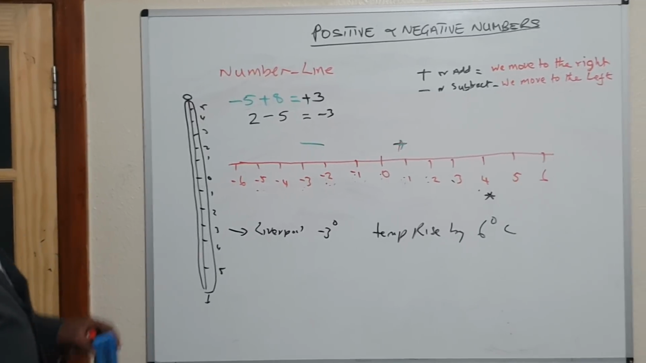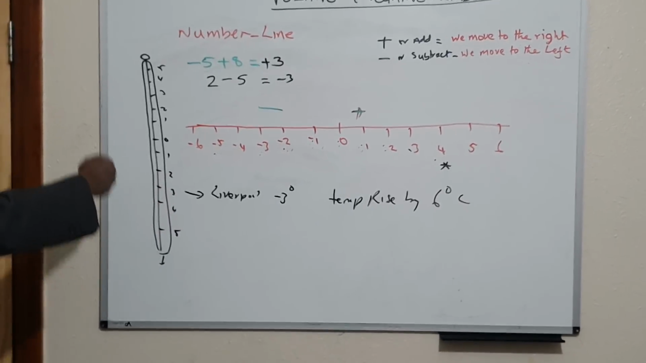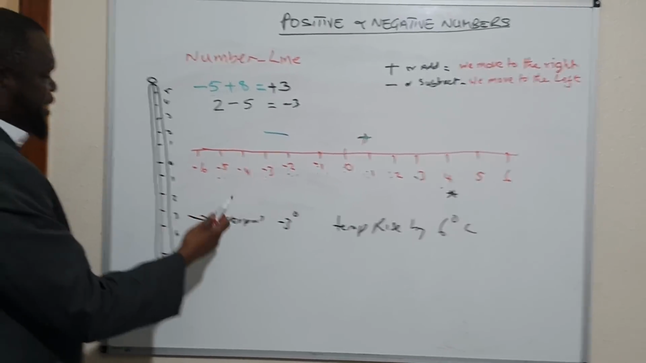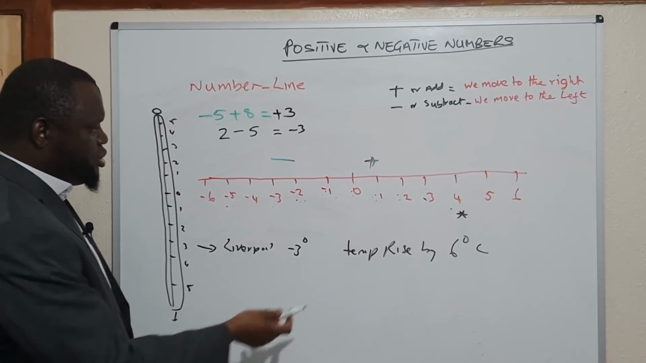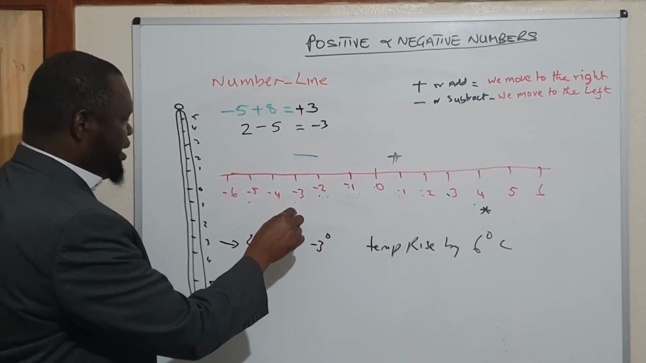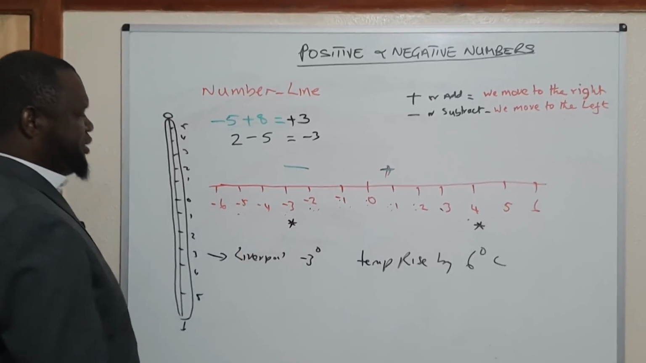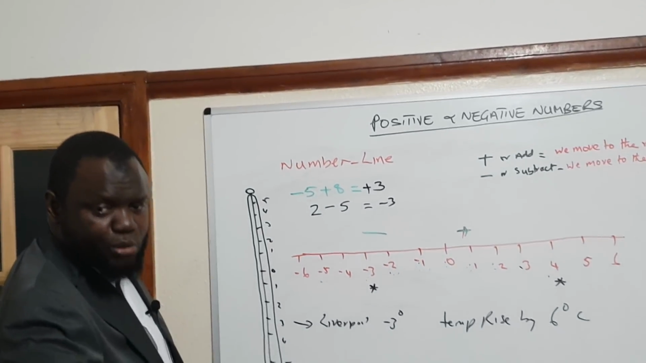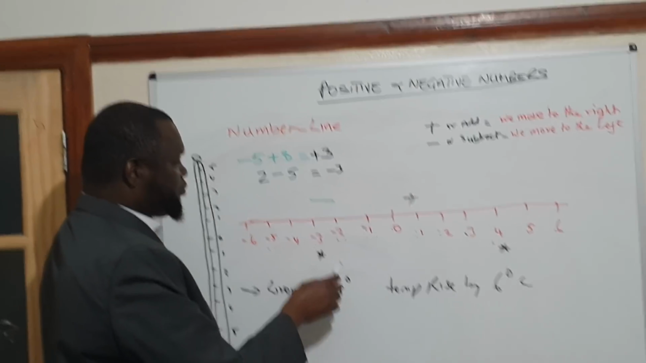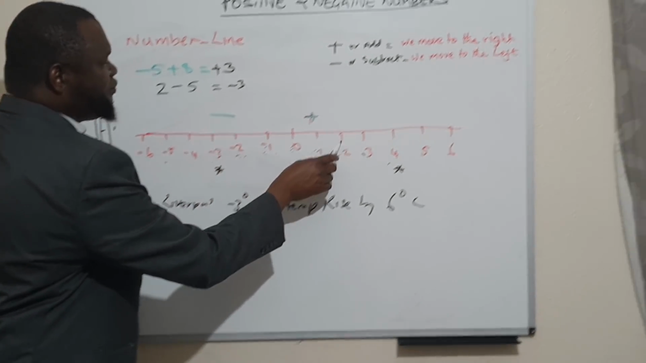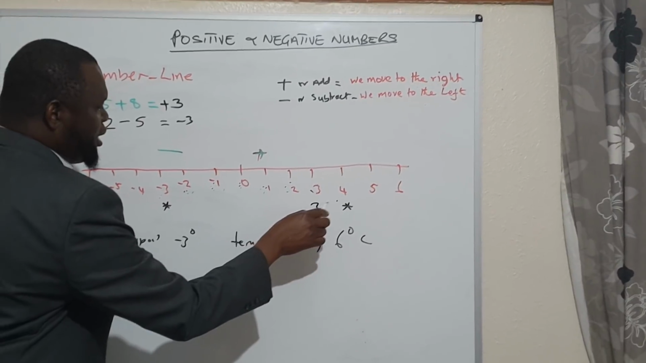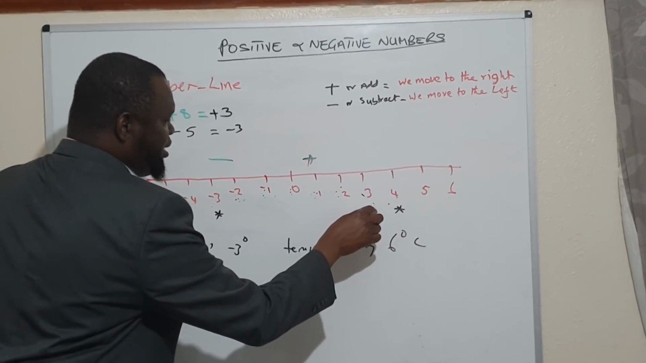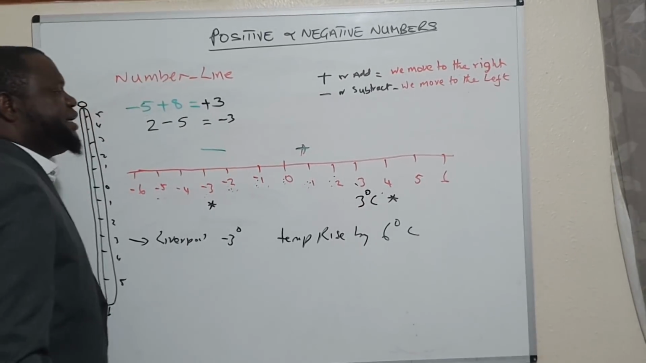Okay? So now you can use the number line. When they put it in the form of a sentence, you have to identify. In Liverpool, it is -3, innit? It rises by 6 degrees, it increased by 6 degrees. They move to the right, innit? So 1, 2, 3, 4, 5, 6. So the new temperature will be 3 degrees centigrade.